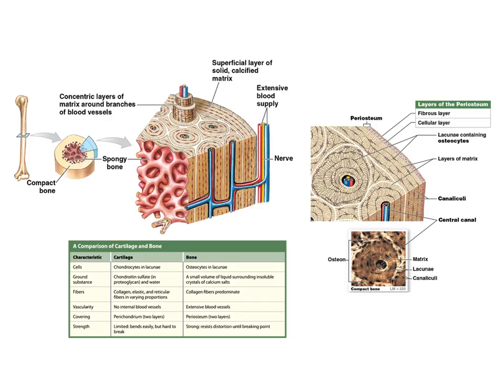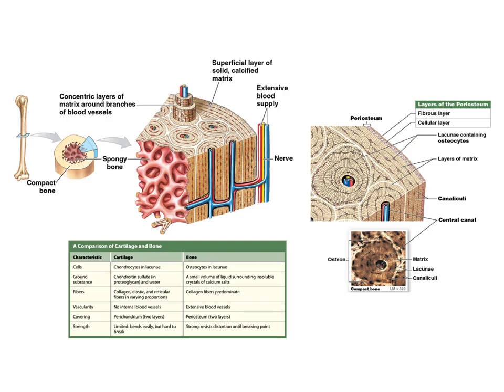Okay, so down there at the bottom is a comparison of cartilage and bone. The cells of our cartilage are called chondrocytes, and in bone they're called osteocytes, and they both have that lacuna. The ground substance of our bone is a small volume of liquid surrounded by insoluble crystals of calcium salts, whereas our cartilage has chondroitin sulfate, which is a proteoglycan in water. The fibers in cartilage are collagen, elastic, and reticular fibers in varying proportions. And in bone, we have mainly collagen fibers.